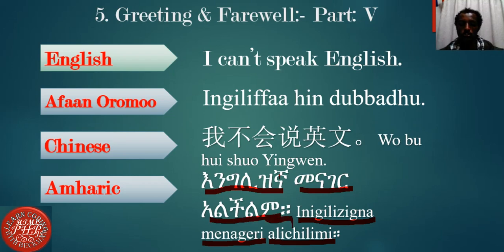So when we speak in Amharic, if we can't speak English and someone has asked us whether we can, we respond by saying እንግሊዘኛ መናገር አልችልም. We can say እንግሊዘኛ መናገር አልችልም, ኦሮምኛ መናገር አልችልም, አምሃርኛ መናገር አልችልም, ቻይንኛ መናገር አልችልም.